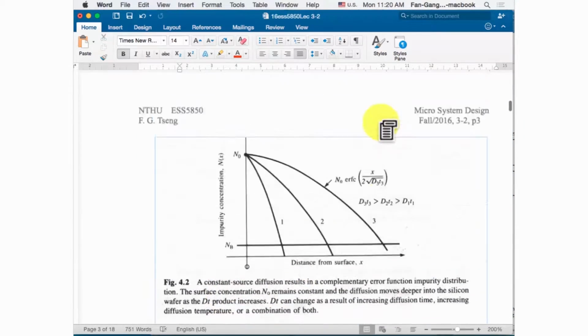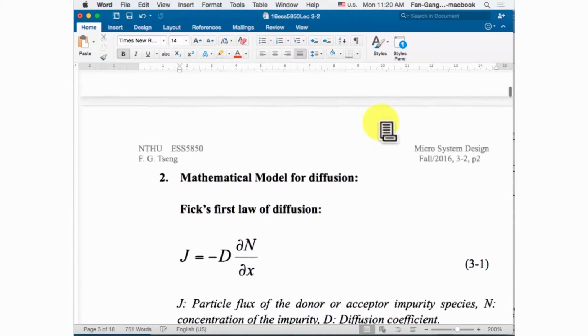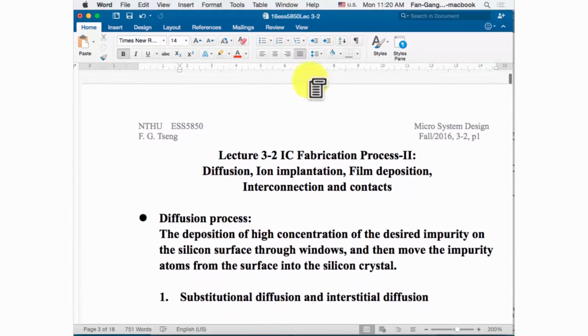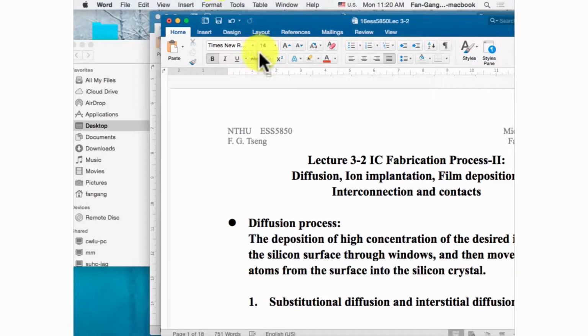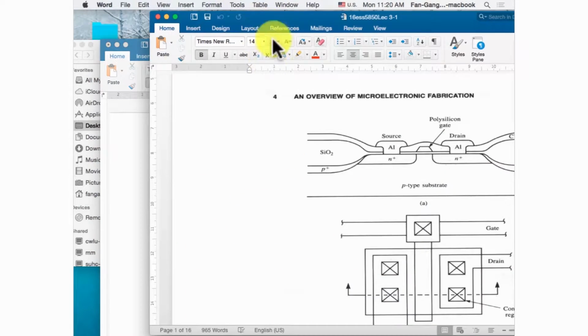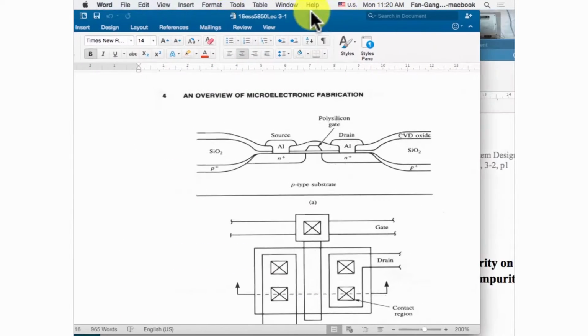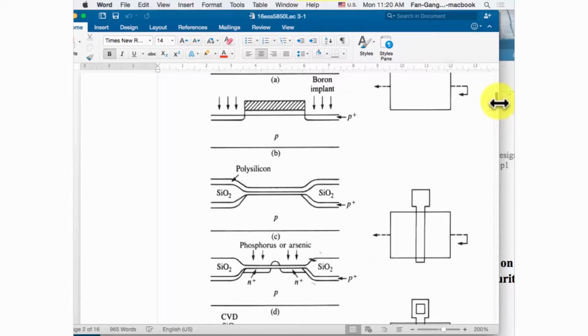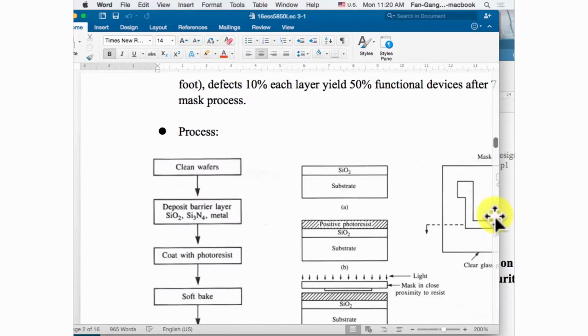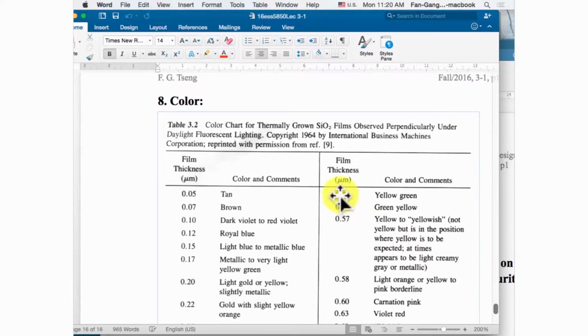Let's see, where is it? Doping is here. Sorry, it's on the other lecture notes. Yeah, this part is also a difficult part. People usually don't understand it very well.